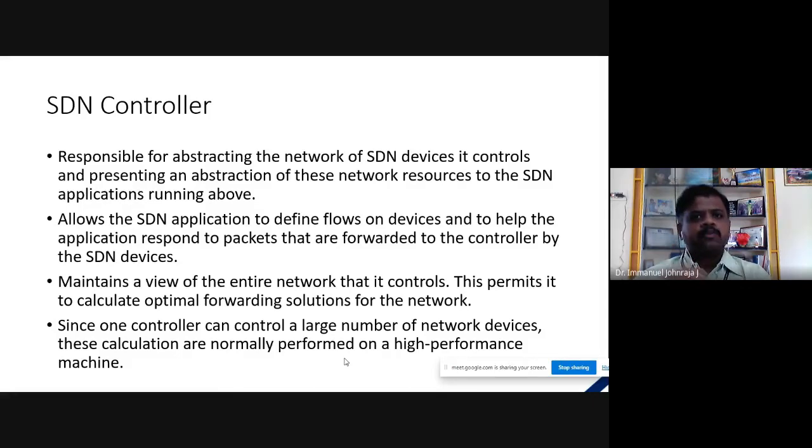Final one: instead of having packet forwarding decisions taken care of by all these devices, a single controller can control a large number of network devices.